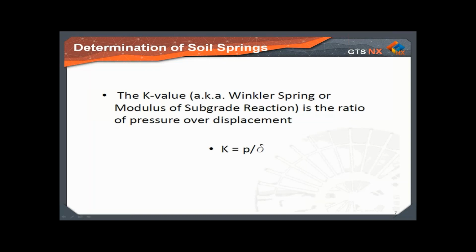Determination of what the soil springs are, especially under the raft. The K value, as we refer to it, which is also known as the Winkler spring or modulus of subgrade reaction, is the ratio of soil pressure over displacement. So the unit is pressure or stress over length.